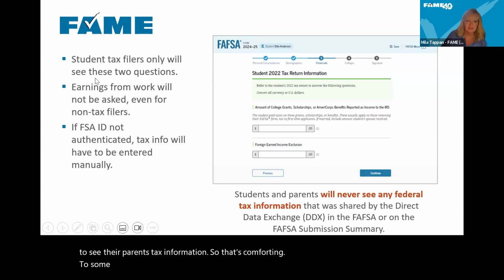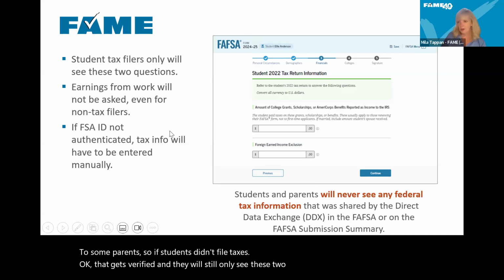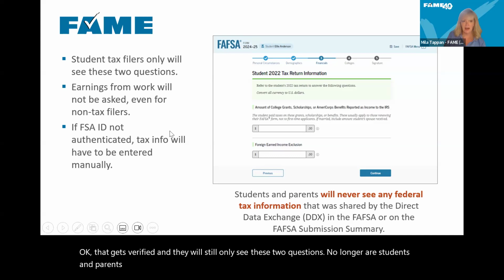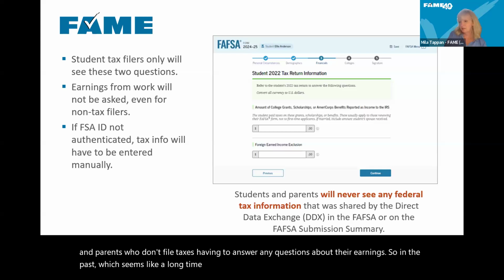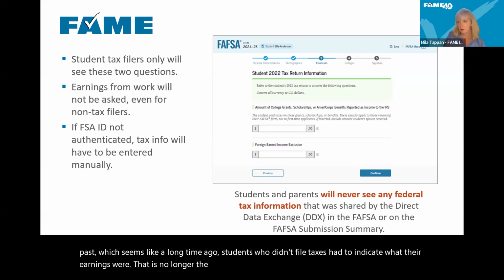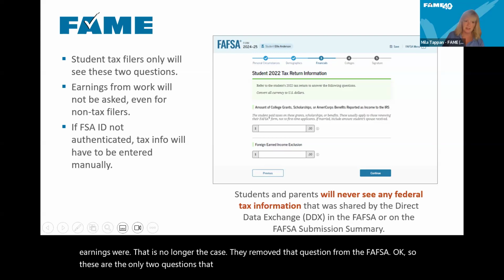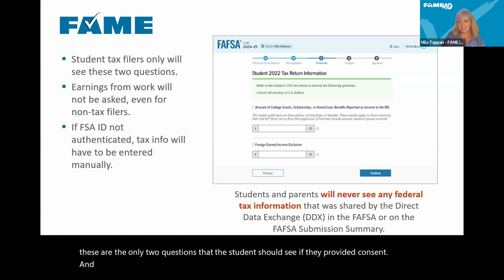If students didn't file taxes, that gets verified, and they will still only see these two questions. No longer are students and parents who don't file taxes having to answer any questions about their earnings. In the past, which seems like a long time ago, students who didn't file taxes had to indicate what their earnings were. That is no longer the case. They removed that question from the FAFSA. So these are the only two questions that the student should see if they provided consent and if their FSA ID had been authenticated. And I'll explain what I mean by that.